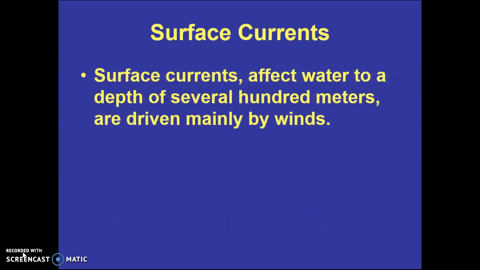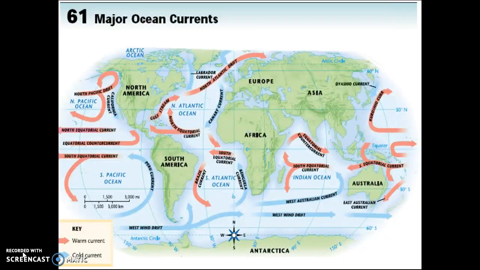Surface currents mostly affect water that is at the surface, but the surface in an ocean, because it's huge, can actually refer to water that goes down several hundred meters. Now, this is how surface currents are similar to waves in that surface currents are controlled or caused mainly by wind. Okay, so that's similar to our surface waves, but in this case we're talking about surface currents.